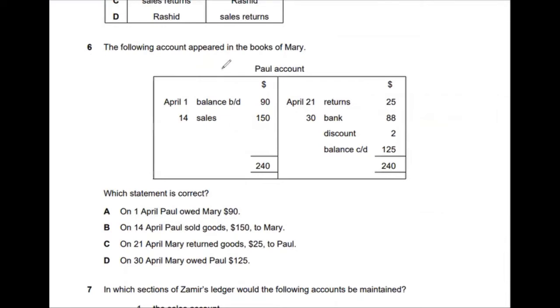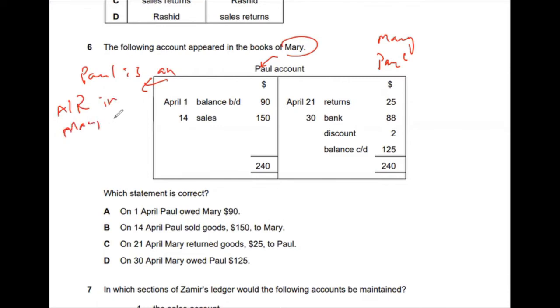Multiple choice 6. The following account is prepared in the books of Mary. So in the books of Mary, you have an account called Paul. So Mary and then Paul. These are the two parties involved. You look at the account. What is Paul? Paul is an accounts receivable in Mary's book.